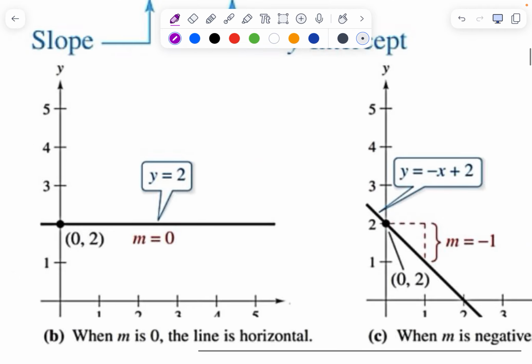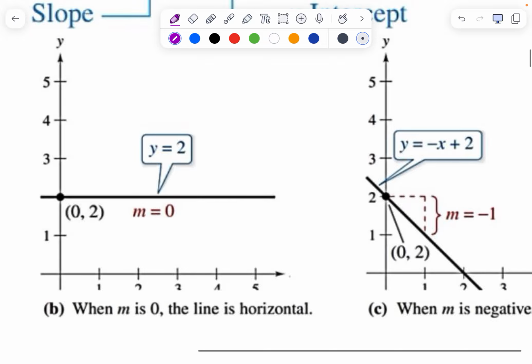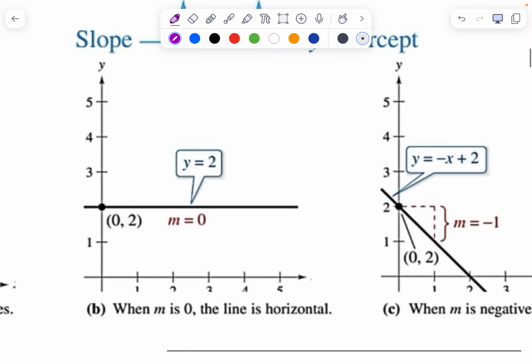Last one over on the right, which I've really cut myself off here. I don't know how that all happened. But on the right, we've got y equals negative x plus 2. The y-intercept is at 2. My slope is negative 1, so I'm going down 1, right 1 to fall in that ratio.